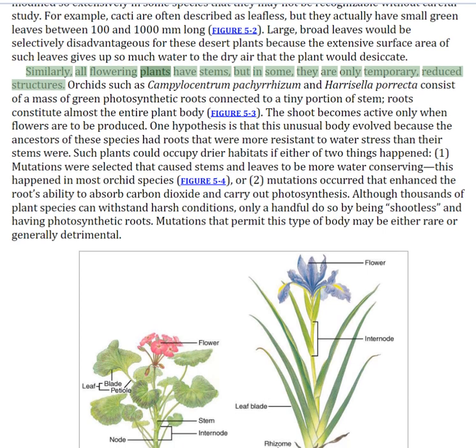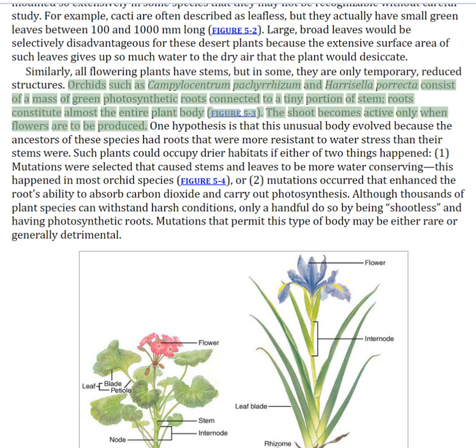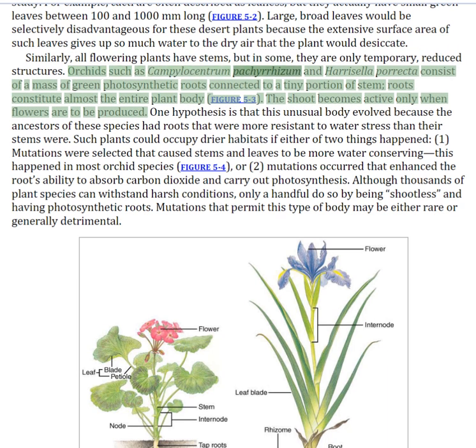Similarly, all flowering plants have stems, but in some, they are only temporary, reduced structures. Orchids such as Campylocentrum pachyrizum and Heracella perecta consist of a mass of green photosynthetic roots connected to a tiny portion of stem. Roots constitute almost the entire plant body. The shoot becomes active only when flowers are to be produced.